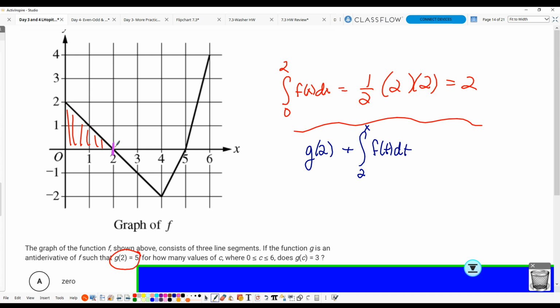Let's say this is a change in stock price over time, and this is where we are right now. My stock price is worth g of 2, and my stock price is worth 5. If I went backwards in time, did my stock price go up or down? Up. I heard both answers, up and down.